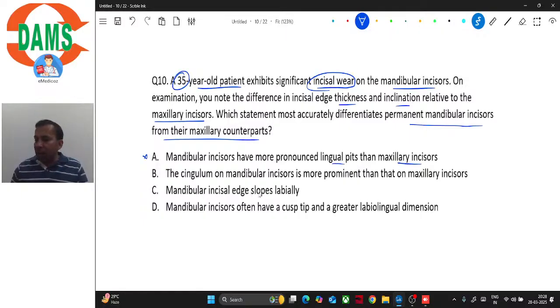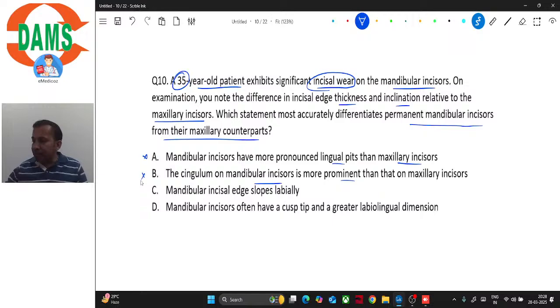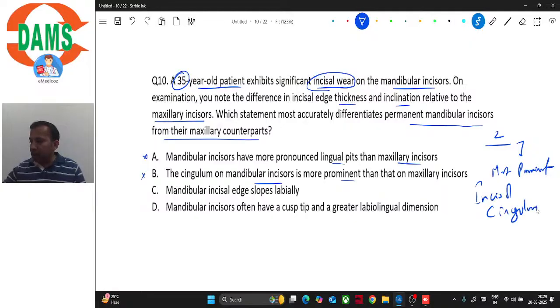The cingulum on the mandibular incisor is more prominent than on maxillary incisors. This again is incorrect, because the cingulum is more prominent on maxillary incisors, that too in the maxillary lateral. So the most prominent incisor cingulum is in the upper lateral. So amongst all the incisors, the upper lateral incisor has the most prominent cingulum.